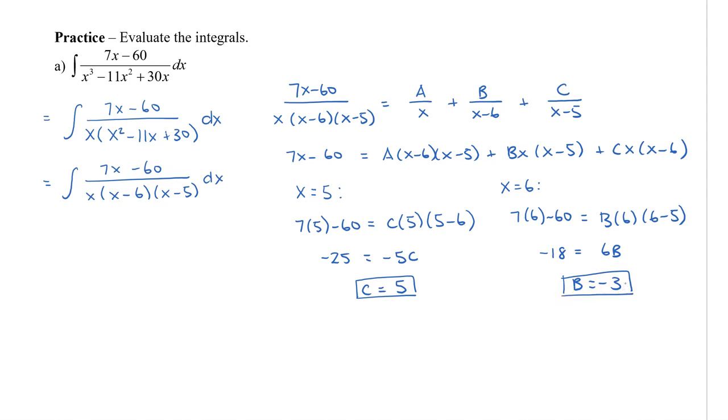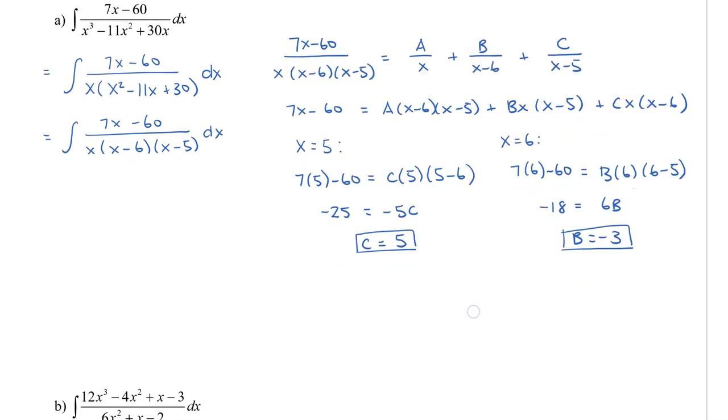All right, so lastly, we can set x equal to 0. So we have 7 times 0 minus 60 equals, and then we have 0 here and here. So we have a times negative 6 times negative 5, and this will be b times 0 and c times 0, so the b and c terms disappear. So we have negative 60 equals 30 times a, divide both sides by 30, and a equals negative 2.